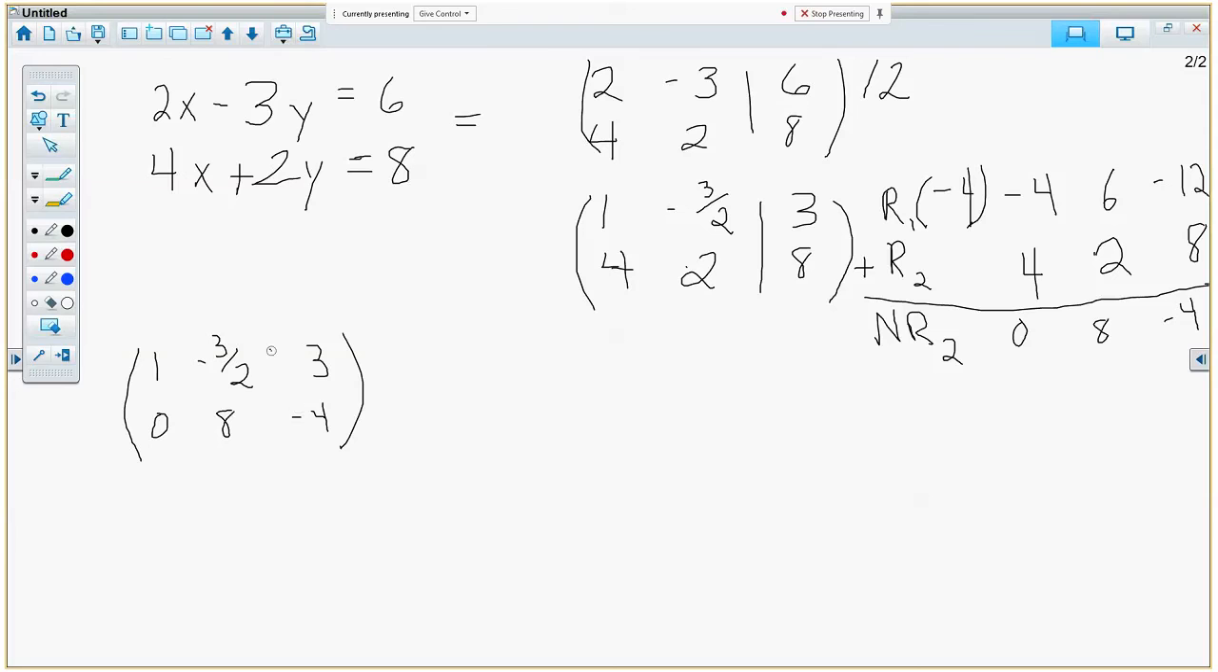Now what do you want? You want the 8 to turn into a what? A 1. Now the top left and the bottom right are the easiest ones. So all you've got to do is divide by whatever number is there. So what am I going to divide row 2 by? Everybody should say 8, because that's the number that's there.